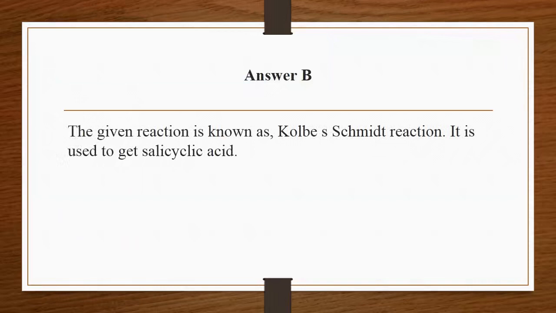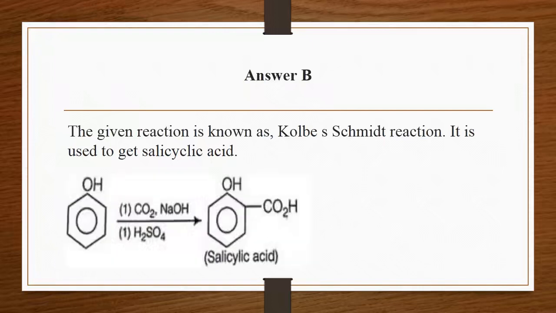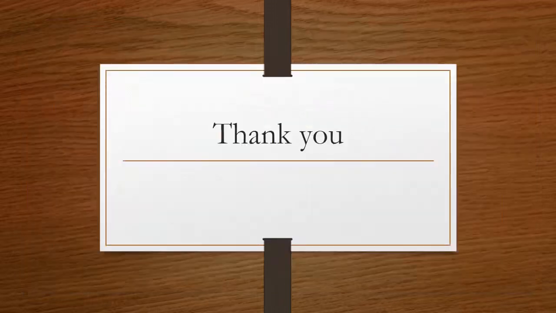Kolbe-Schmidt reaction is used to prepare salicylic acid from phenol. So, during Kolbe-Schmidt reaction, phenol first reacts with carbon dioxide and NaOH. Then it is acidified with sulfuric acid. So we will get salicylic acid. One COOH group is introduced into the ortho position. Okay. That is the example for Kolbe-Schmidt reaction.